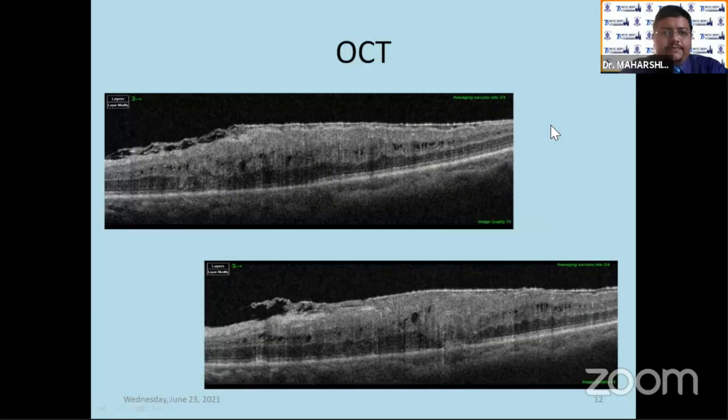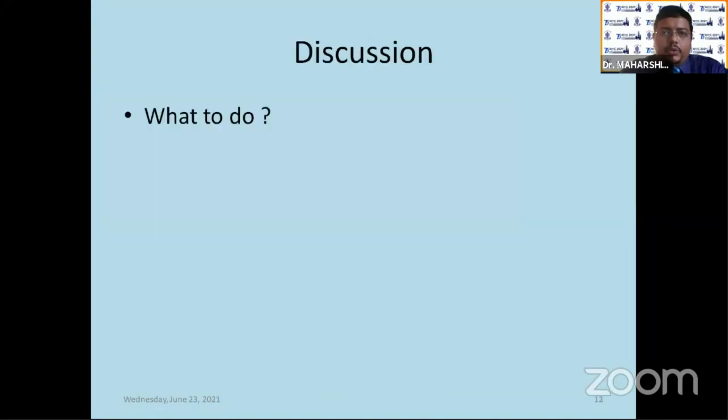I'll come to the OCT. The OCT here clearly demarcates that there is a very significant membrane which can be seen in the lower image, and a part of it is coming off also. It's overlying the ILM, and there is a lot of distortion and disorganization of the inner retinal architecture along with some cystic changes. So this is another spectrum of the same thing. So again, what to do?